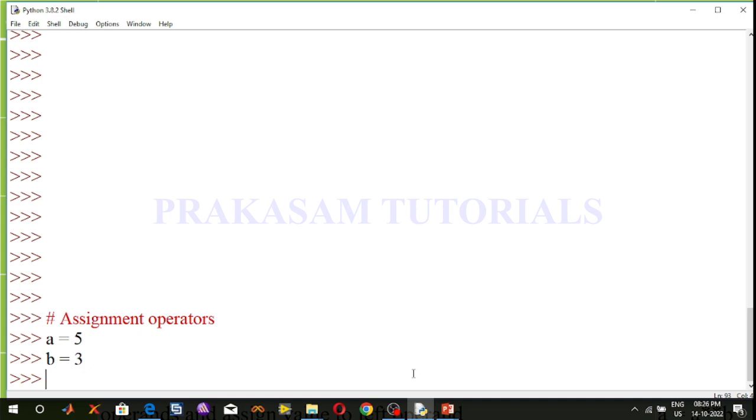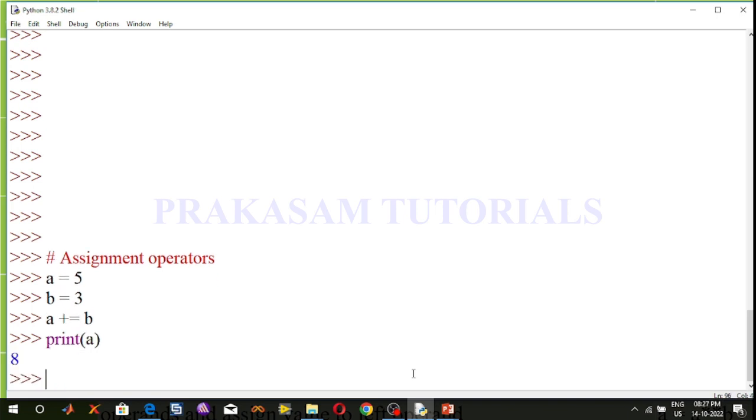Add end operator: a plus equal to b. Here a plus equal to b means a is equal to a plus b. The value of a is 5, b is 3. So a is equal to 5 plus 3, which is 8. Using the print function, print of a, the resultant value is 8. Now the value of a is 8.